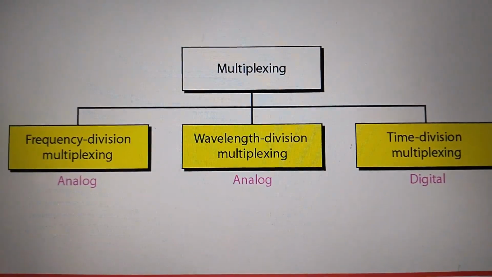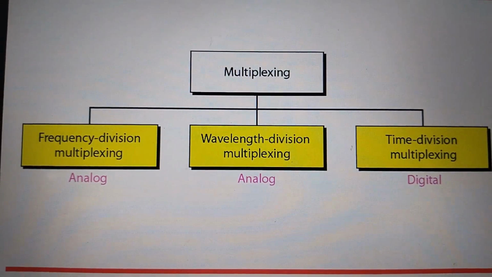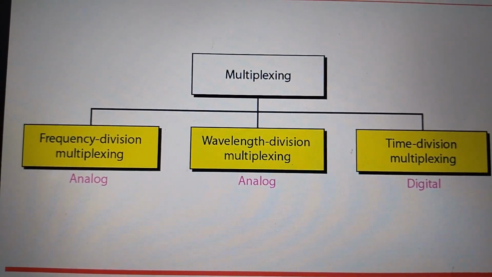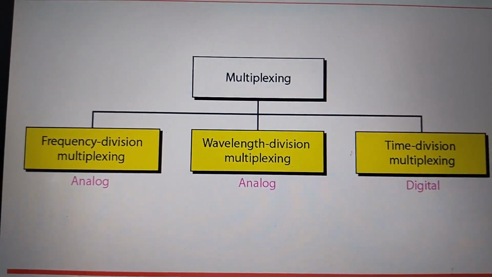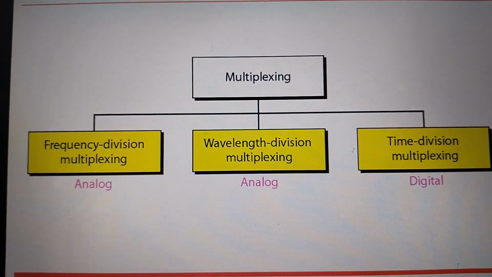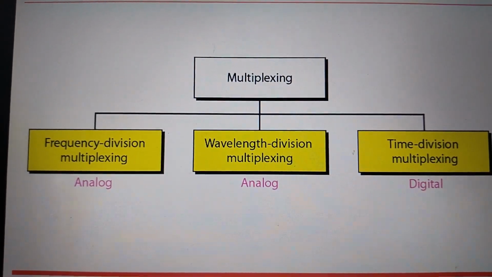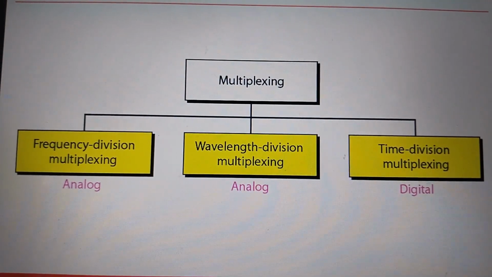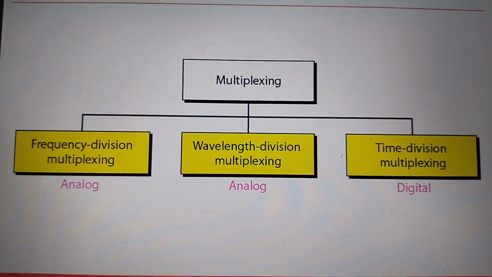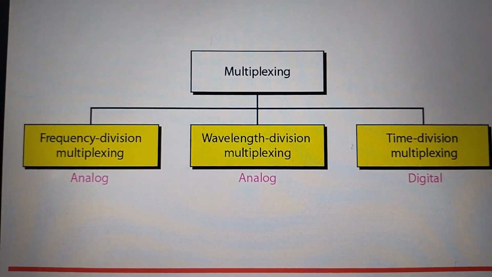Now multiplexing is classified into several methods. The first is frequency division multiplexing, then wavelength division multiplexing, and the time division multiplexing. The first two, frequency division multiplexing as well as wavelength division multiplexing, are used for analog signals, and time division multiplexing is used for digital signals. We will see them one by one.